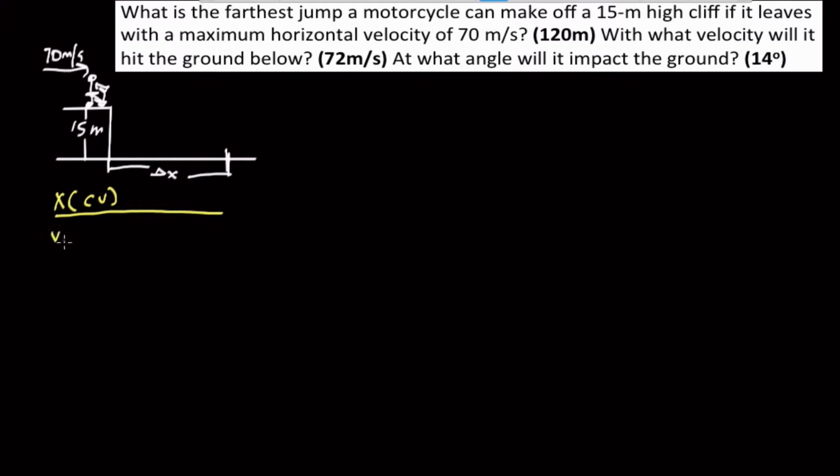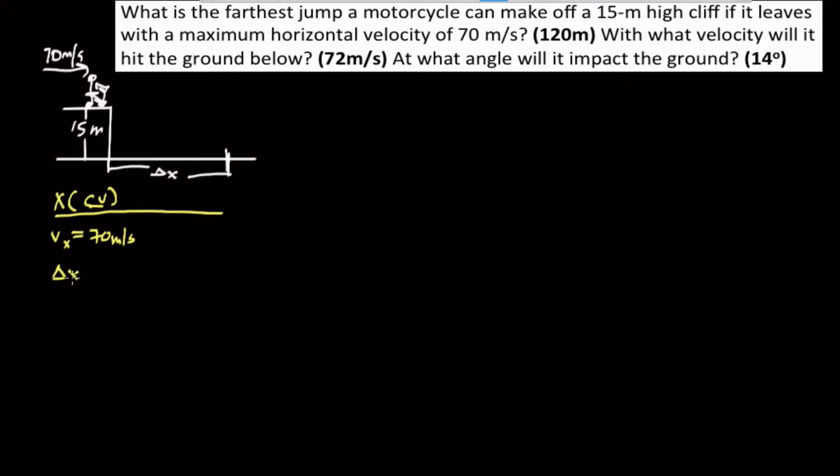What do I know? Well, I know that he's traveling at 70 meters per second along the horizontal. I'm not going to put initial velocity or final velocity or average velocity, although it is the average velocity. And it is the initial and the final velocity. It is a constant velocity. He goes 70 meters per second horizontally during this entire event.